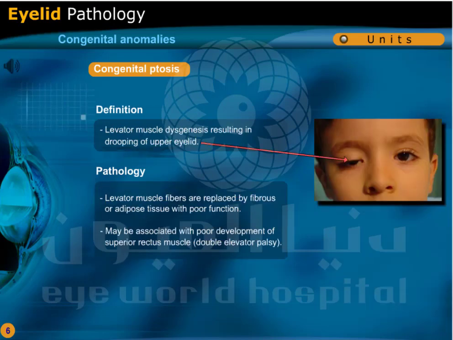Congenital ptosis. Congenital ptosis is drooping of upper eyelid as a result of levator muscle dysgenesis. Levator muscle fibers are replaced by fibrous or adipose tissue with poor function. It may be associated with poor development of superior rectus muscle, double elevator palsy.